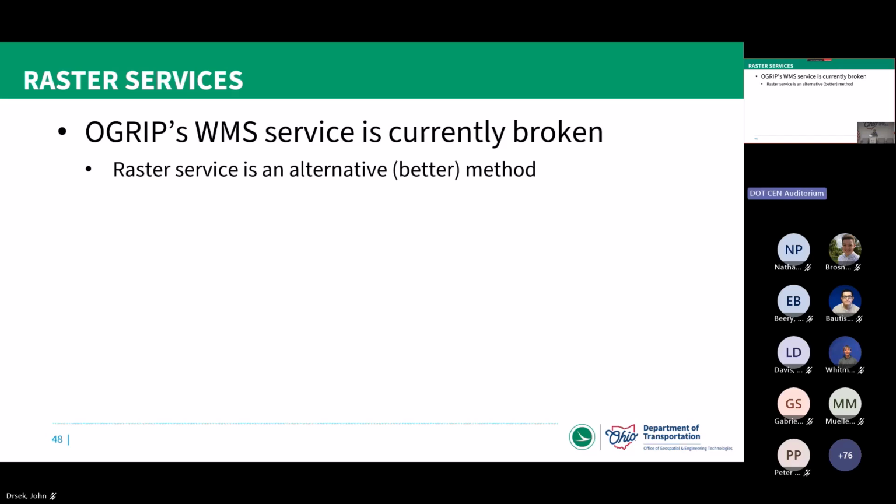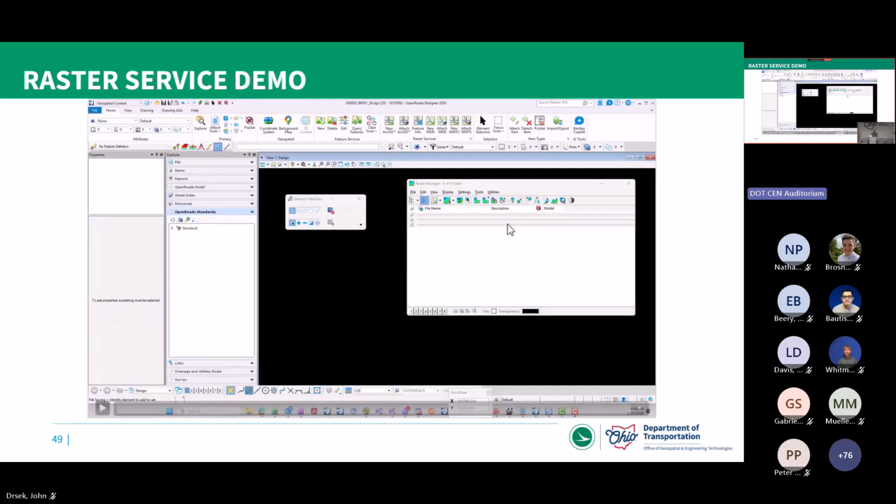you can also connect to the OGRIP through this raster streaming. So I personally think this raster service is a better workflow than the WMS server anyways. So if you guys are running into that, my recommendation is to just stop using the WMS service and switch over to this. So I'm about to show you this. I think it's better. So what we're going to do is play this video.